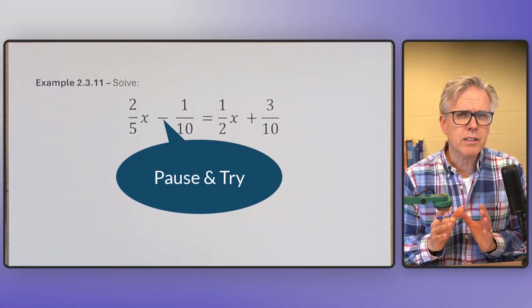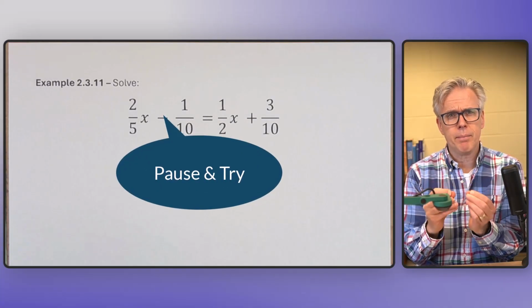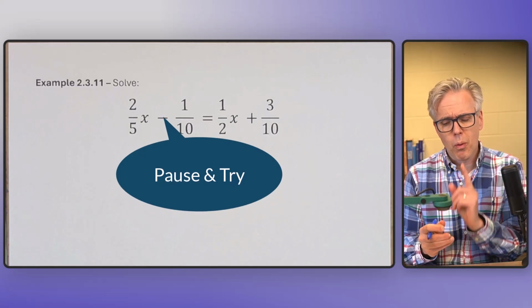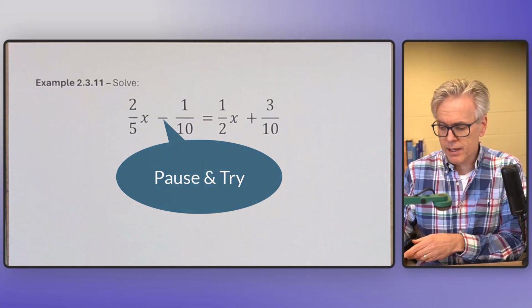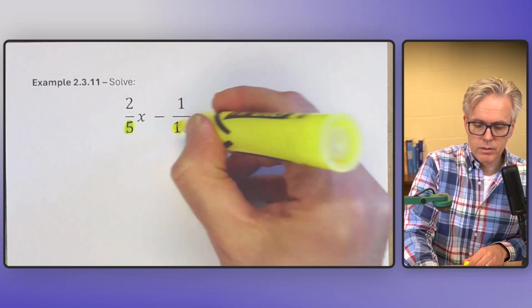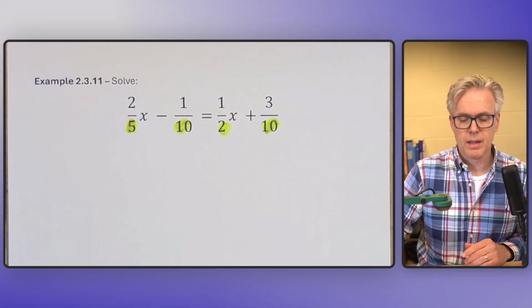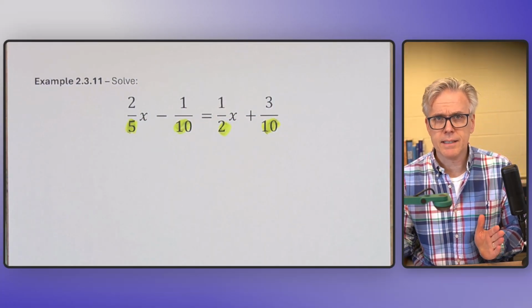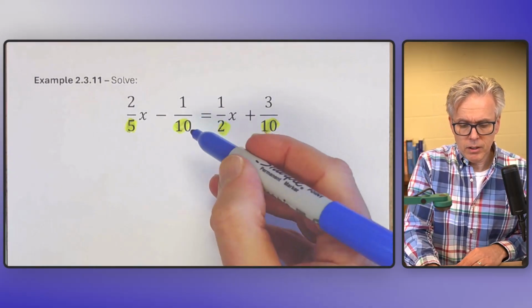Okay, pause the video here and see if you can do the first step. The first step is finding the LCD. What's one number that all of our denominators will divide into evenly? So we have 5, 10, and 2. And I'm going to multiply through both sides by that number. So it looks like 10.